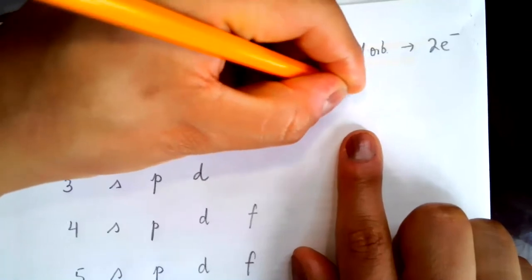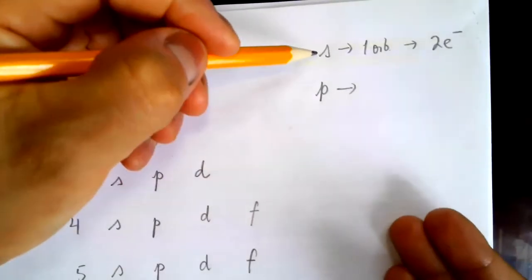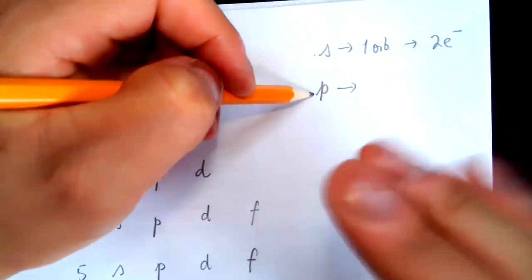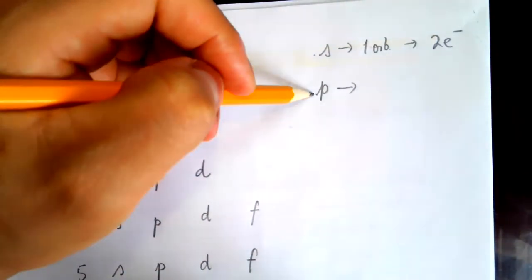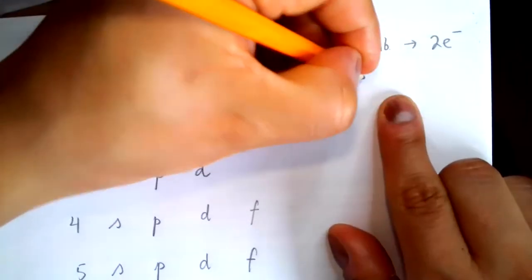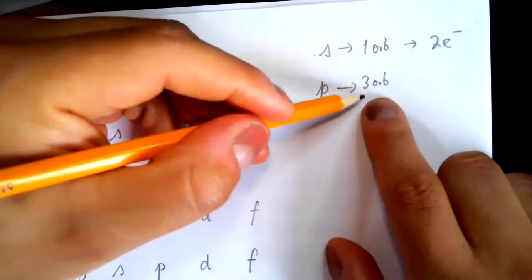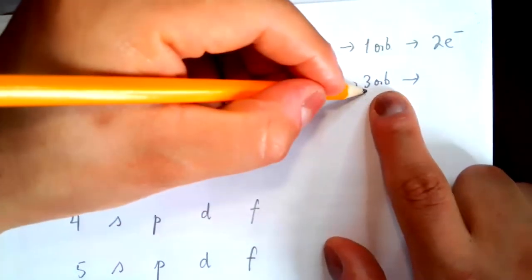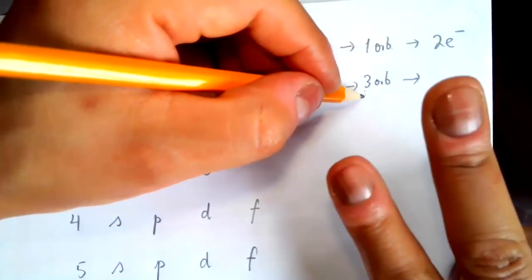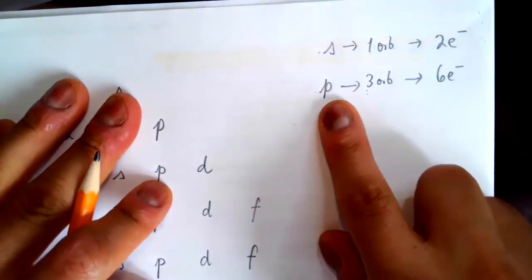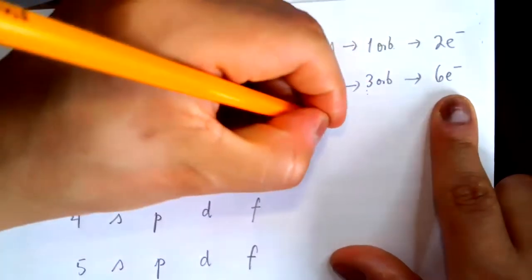P, how many orbitals can I have in P? In P, I can have 3, right? Remember that we said for S, you can have 1 orbital, for P, 3, and then for D, 5, and for F, 7, right? It's odd numbers, 1, 3, 5, 7. So in P, you can have 3 orbitals, which we label PX, PY, PZ. Two electrons per orbital, 2 electrons times 3, 6 electrons, okay? In the P sublevel, you can have a maximum of 6 electrons.